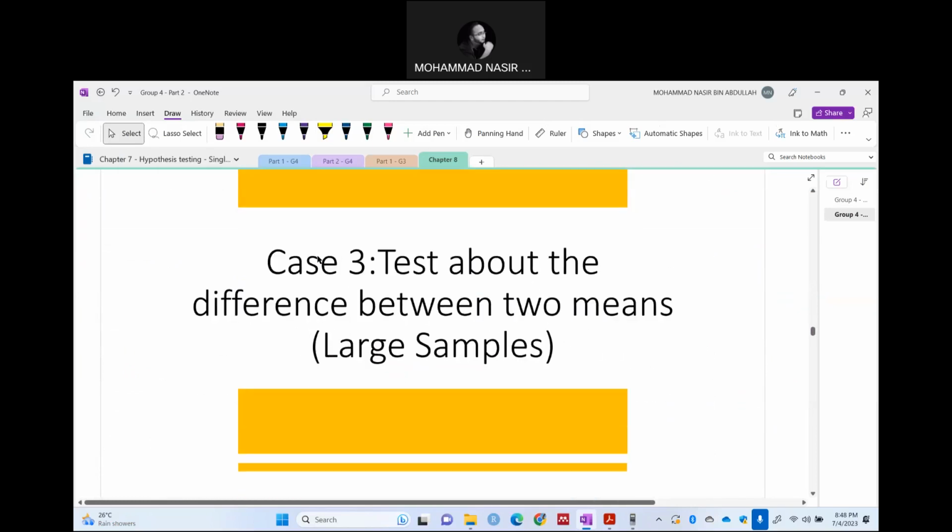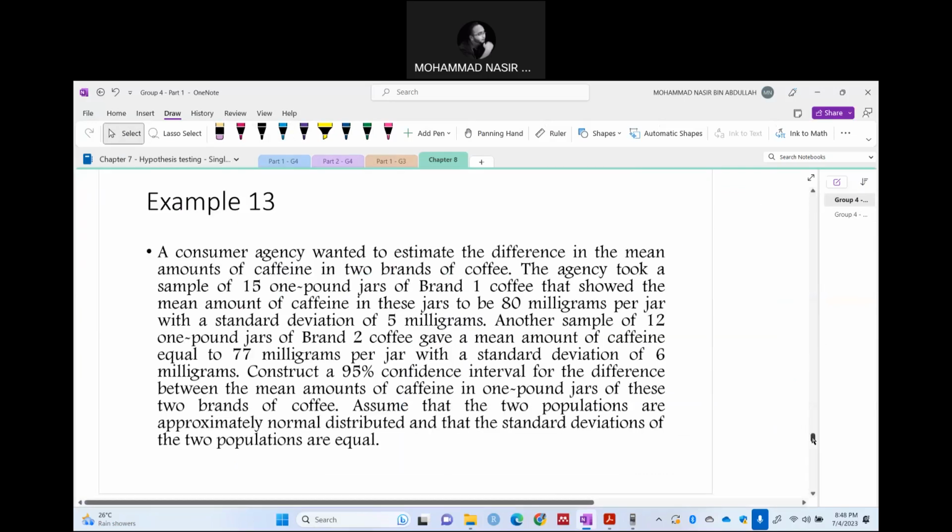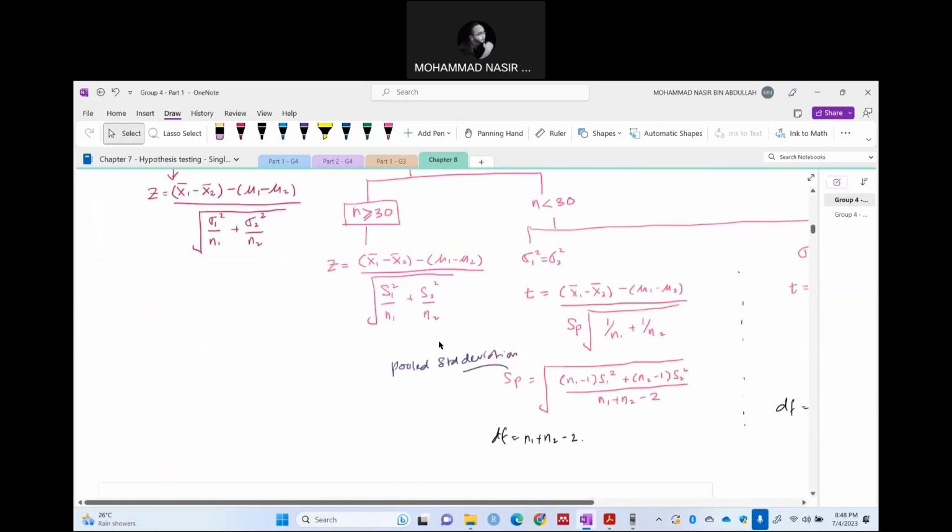Right, let's look at another case, which is the test about the difference between two means. After this example, this section, we take a 5-minute break, okay? So this is a very short lecture for case number 3. Test about the difference of two means, large sample. In this case, we are still under the condition where the population variance is unknown. I still remember yesterday the diagram that I drew for you. Look at the diagram again.